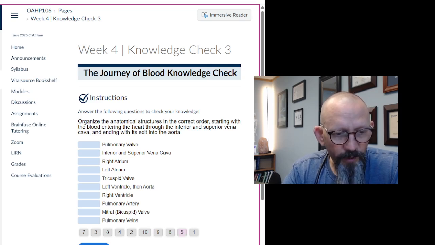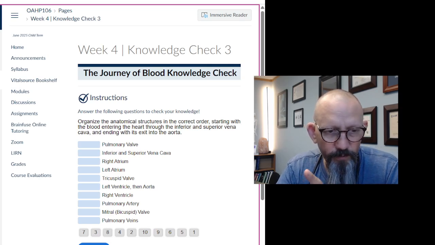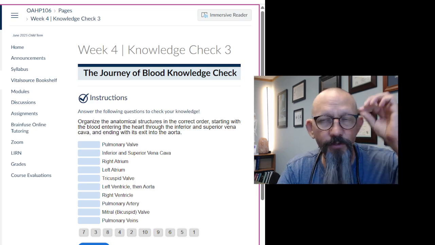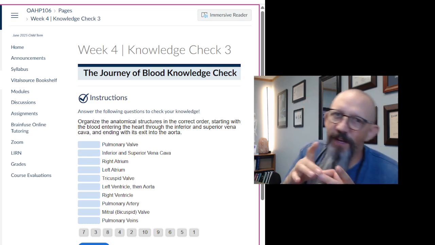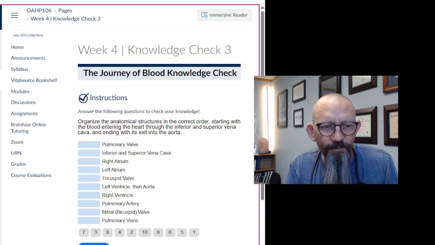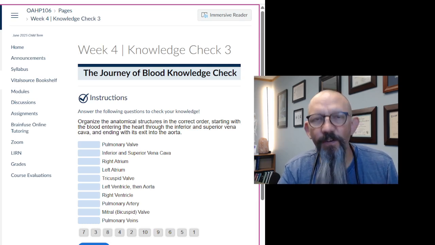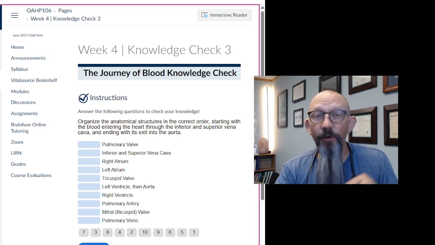Pulmonary valve. So this one here, organize the anatomical structures in the correct order. So we're following the blood through the body. So imagine you're a little guy, you're sitting on one of them little red blood cells, and you're carrying some oxygen with you, and you're flying through the whole system. And you're starting with the blood entering the heart through the inferior and superior vena cava side, and ending with the exit to the aorta. So we're going through the heart.